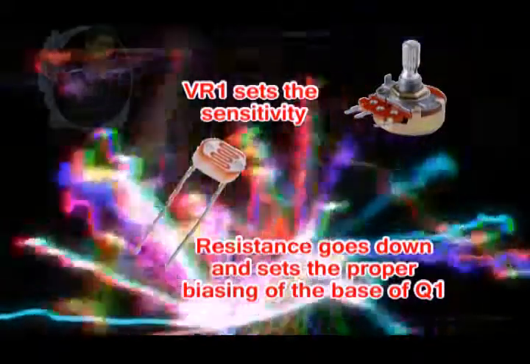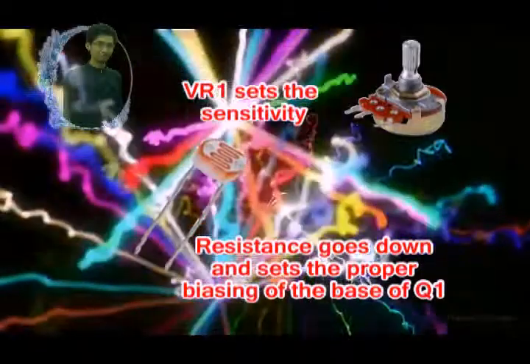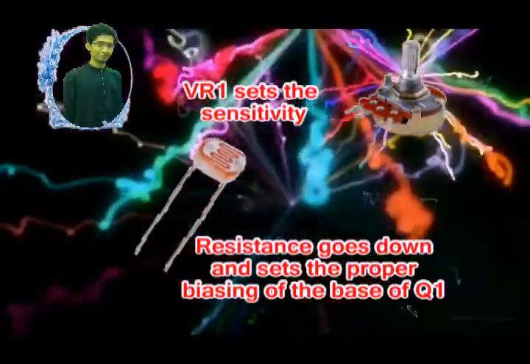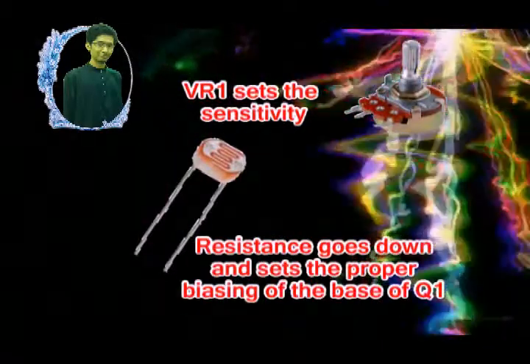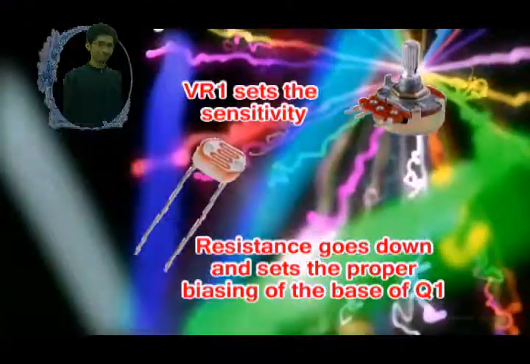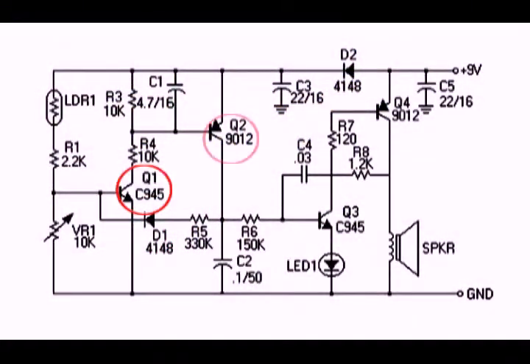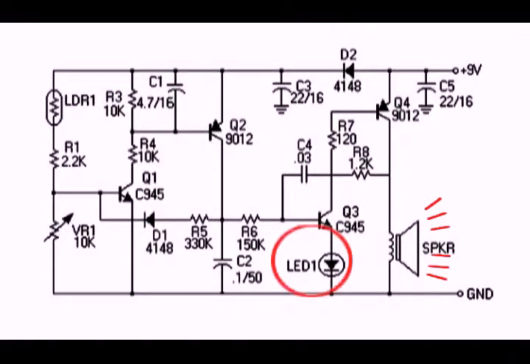VR1 sets the sensitivity. When light strikes LDR1, its resistance goes down to a certain value, approximately setting the proper biasing of the base of Q1, thus triggering it to conduction. When Q1 conducts, Q2 is triggered into conduction, then successively triggers Q3 and Q4 to conduct, producing an oscillation which is then fed to the speaker. LED1 lights simultaneously as the alarm sounds.